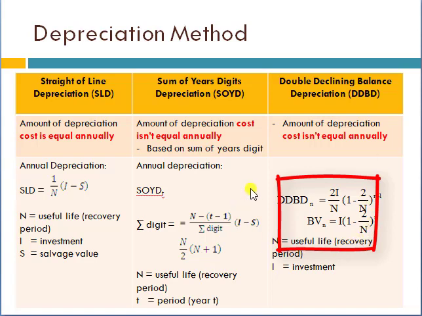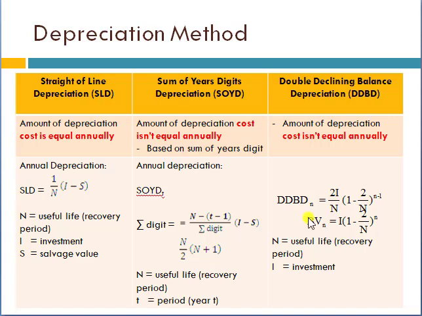As you can see in this page, this is the formula to find out the double declining depreciation value. Big N represents the useful life, and big I represents the investment. So actually, when you want to find out the depreciation, you only change the little n. The little n represents the certain period you want to find the depreciation value for, and also the big I and big N.